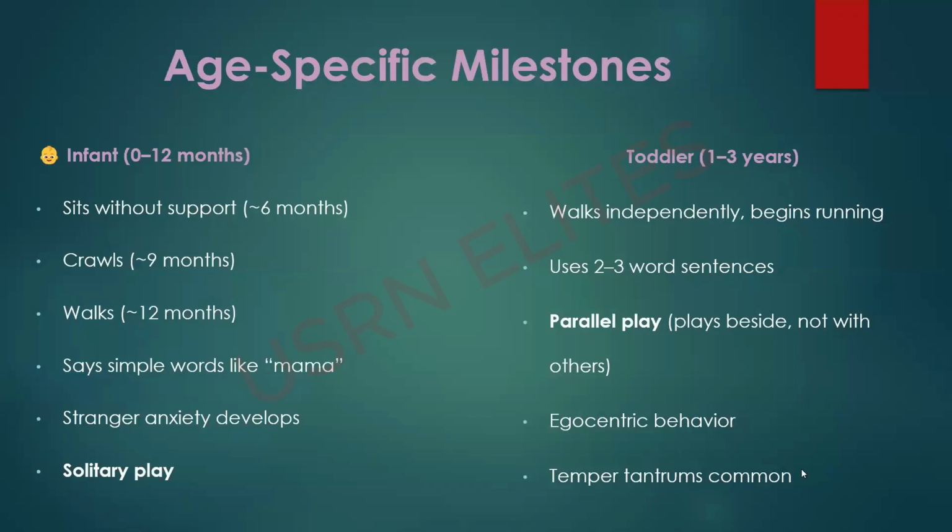Now let's look at our right hand side here. So toddler age range is between 1 to 3 years.